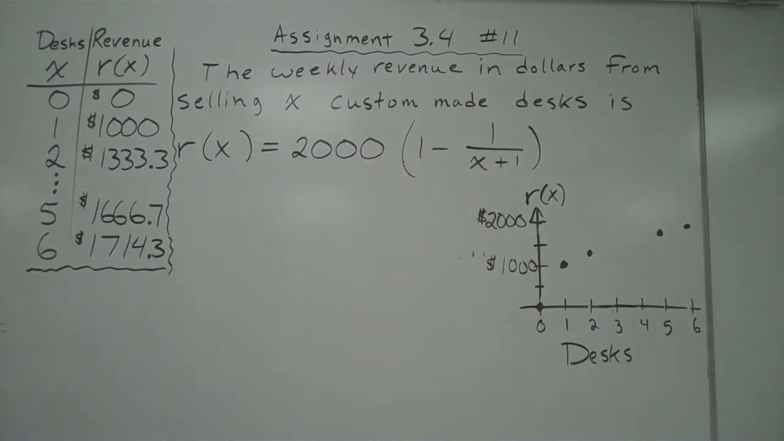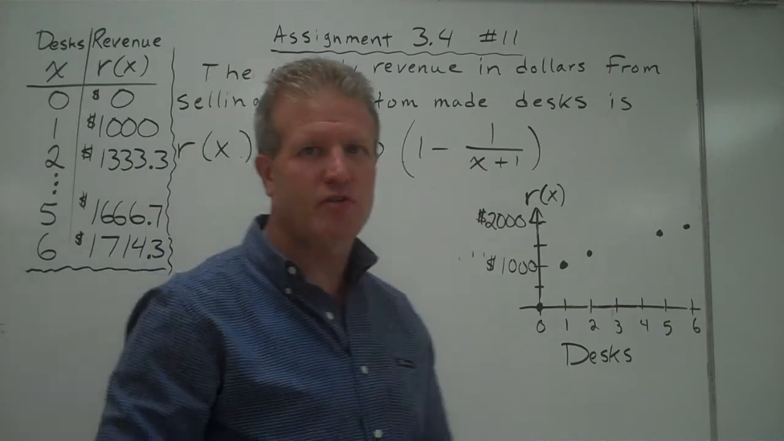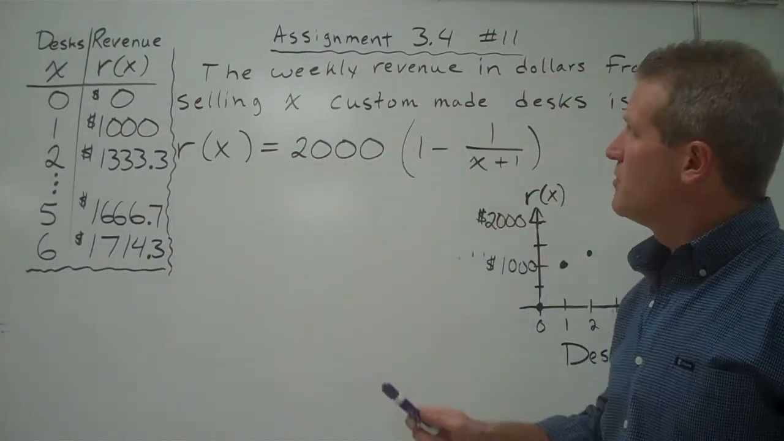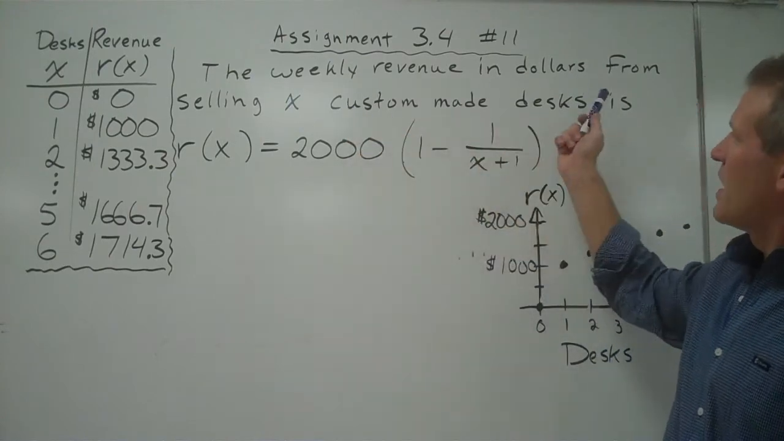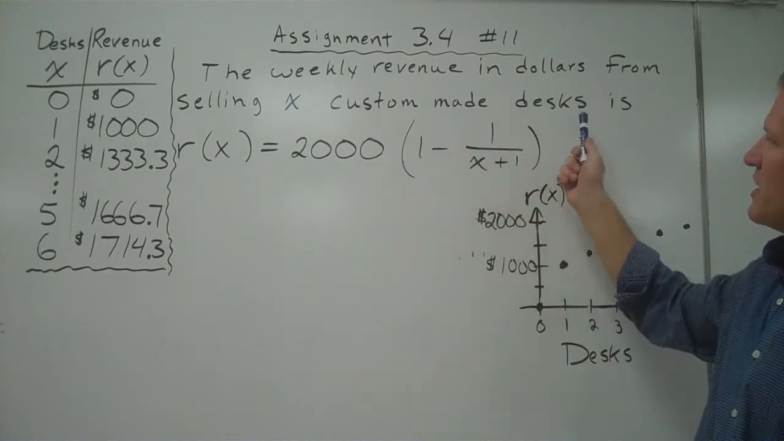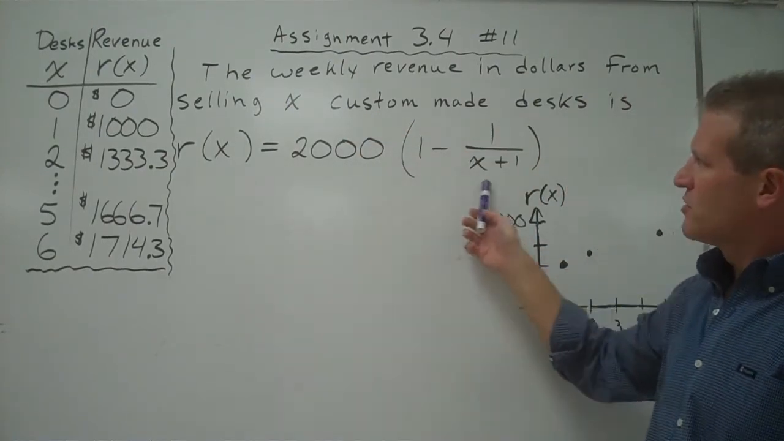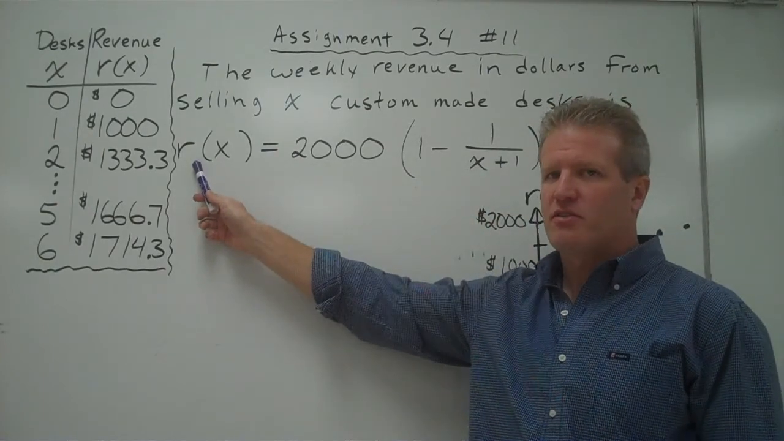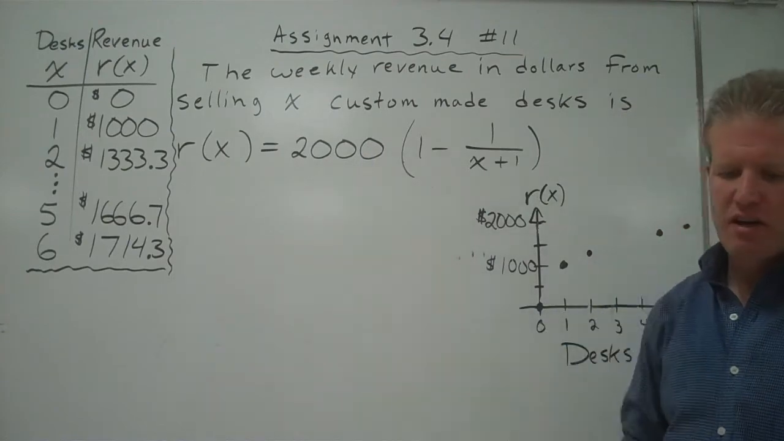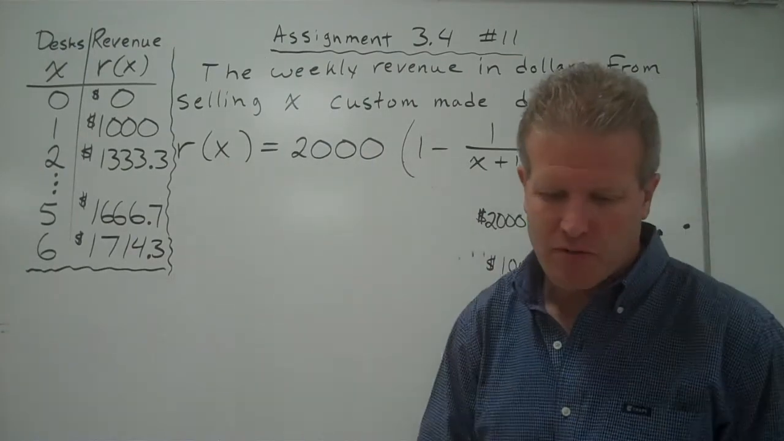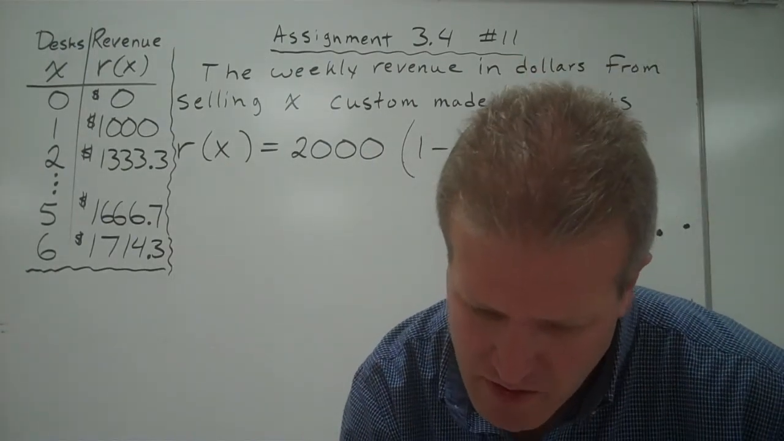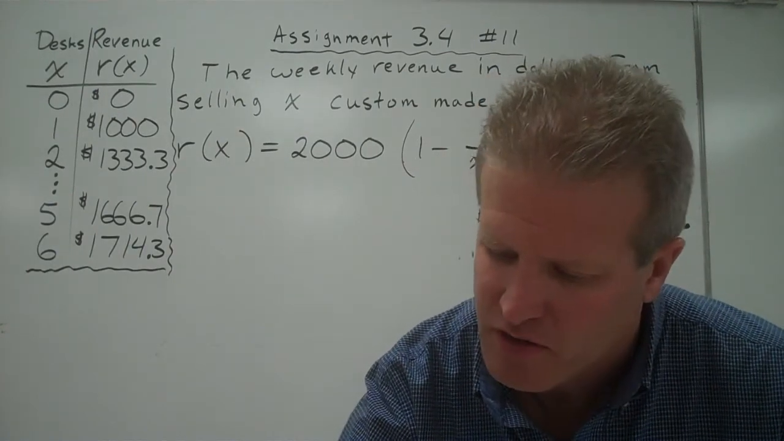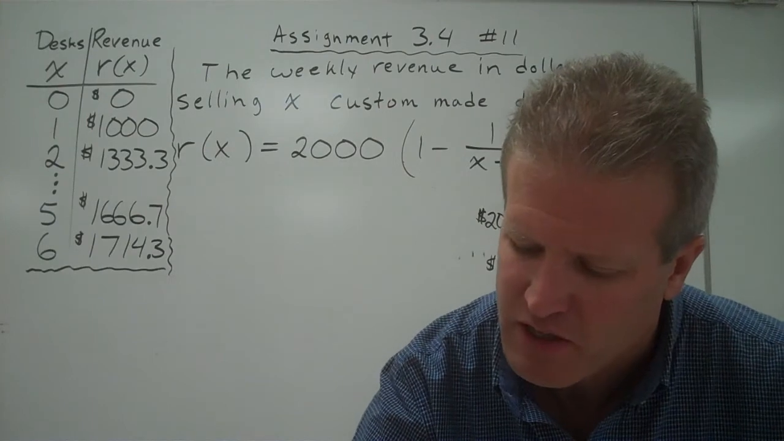All right, I'm going to show an example of how a derivative can be used to estimate marginal revenue in a business type problem. The problem is: the weekly revenue in dollars from selling x custom-made desks is given by a function R, whose answer will represent the revenue in dollars for selling x desks. I'm getting this problem out of your textbook, number 11 on page 130, lesson 3.4, in the calculus book by Finney, Demana, Waits, and Kennedy.